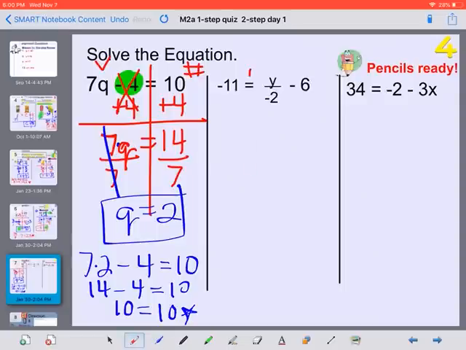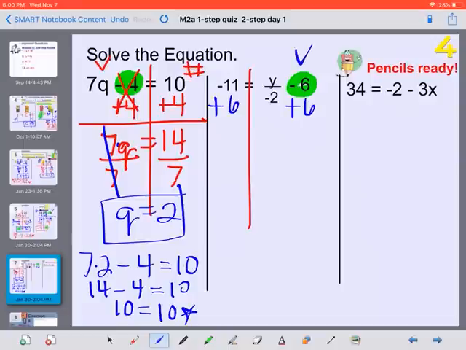Alright, next, it looks tricky with the division there, the fraction. It's really not that bad. We can't get rid of division yet, we just need to get rid of our adding and subtracting. So add 6 on both sides. We want our variables here and our numbers here. So we have y divided by negative 2 equal to, on this side we have more negatives, different signs subtract. 11 take away 6 should give us a negative 5.